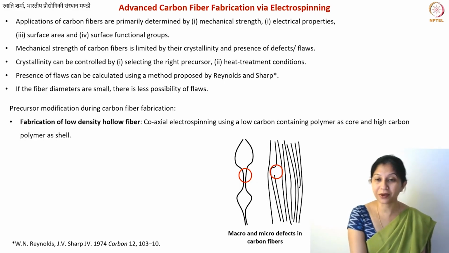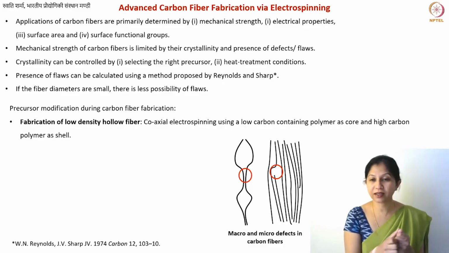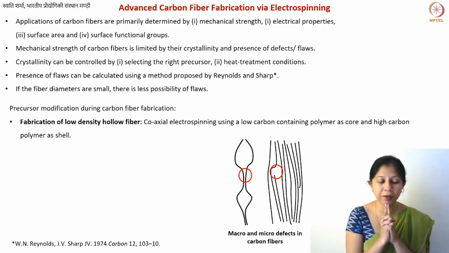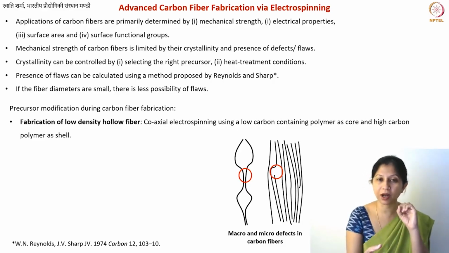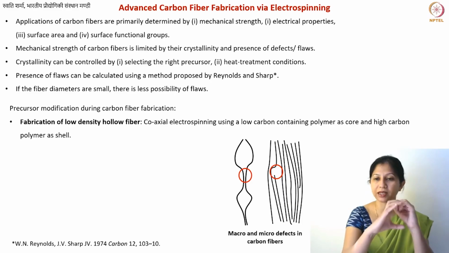So one thing you can do when it comes to carbon fibers is, for example, make a fiber which has a core shell-like structure. What do I mean by core shell? You have two different polymers. There is one polymer which makes the core and the other one makes the shell.